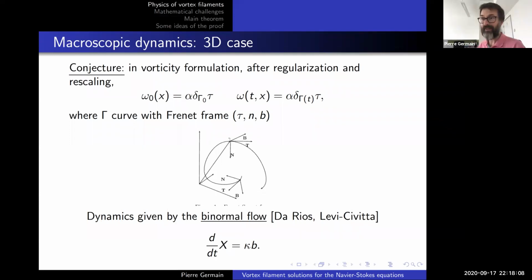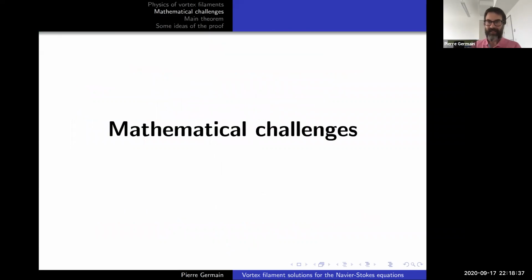But if you think of the nice pictures with the dolphins, you remember that the vortex filaments often looked like circles, and circles are like solitons of the binormal flow. So at least superficially, it looks like this conjecture is working. Okay, so that was for the physics.